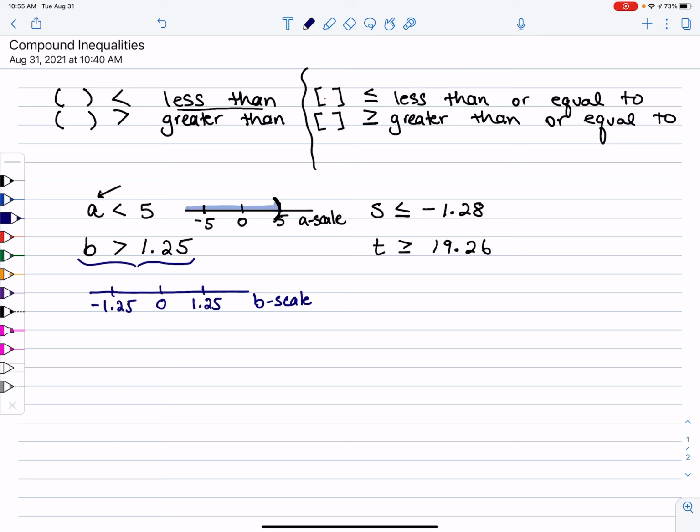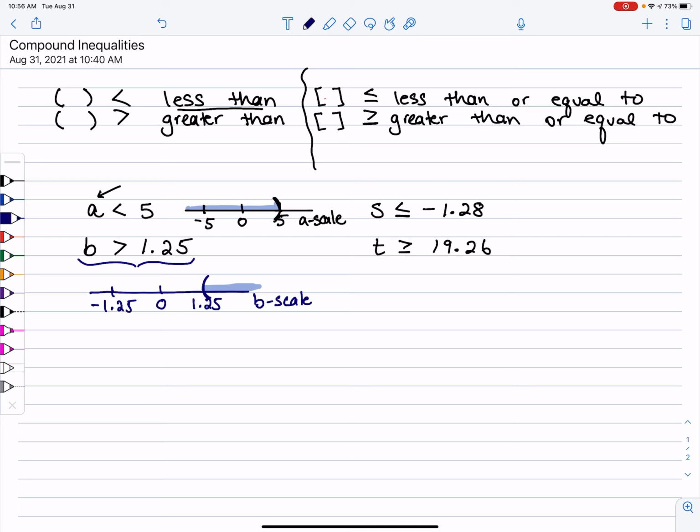And this inequality says B greater than 1.25, or all the numbers that are greater than 1.25. All the numbers that are greater than 1 and 25 hundredths are numbers to the right. So we're going to use a parenthesis at 1.25 and then graph all of the numbers to the right of that parenthesis.